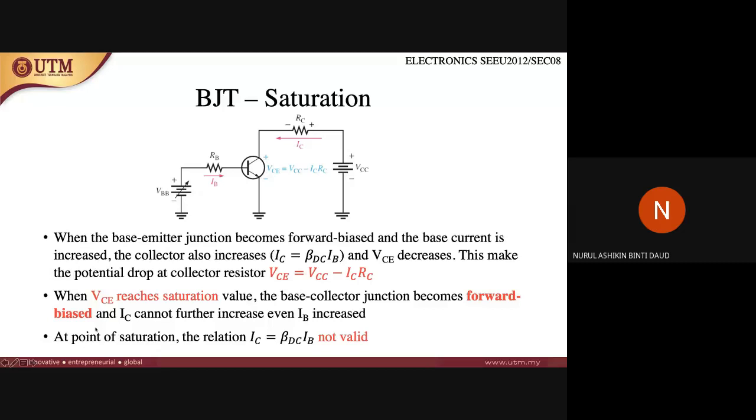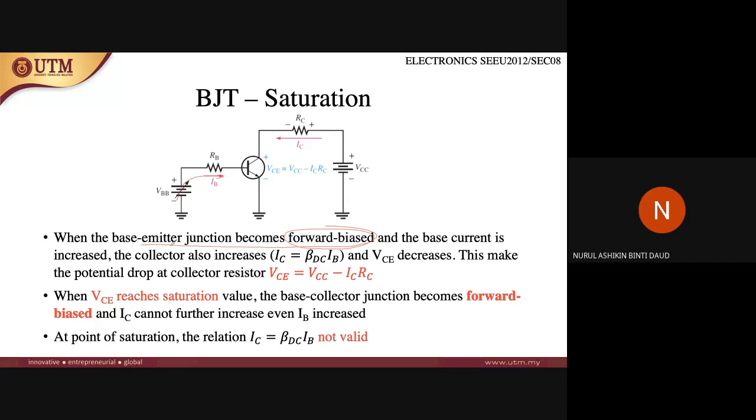So next, let's look at the saturation. What happens in the saturation region? When the base emitter junction becomes forward bias, it means that there is a current flow from here. So it means that the VBB value now is no longer 0. Some currents flow here.